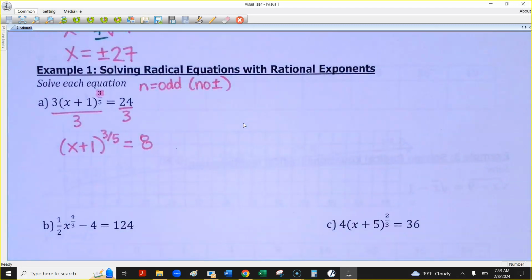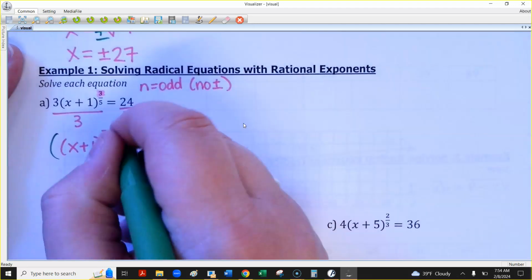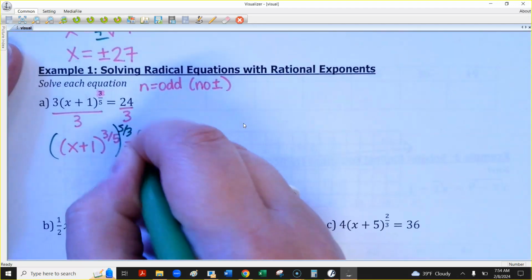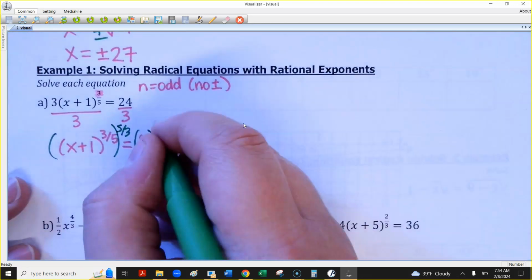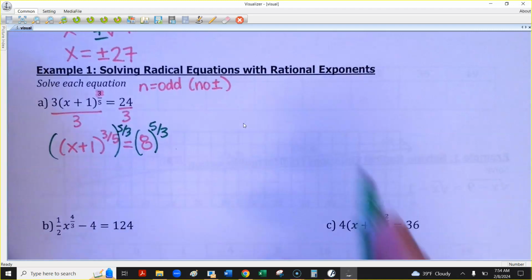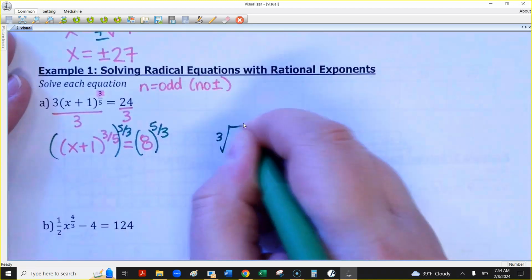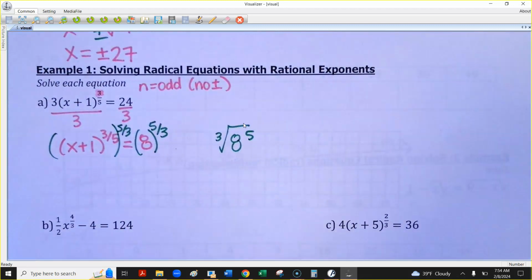Okay, now, all you have to do, we're going to just flip the fraction over, take both sides, and this is not multiplying. I'm taking this to this power. We're not multiplying by 5/3. We're taking it to the 5/3 power. And if you want to do it by hand, completely fine, just to practice that, like cube root of 8 to the 5th. Or if you want to go ahead and do it in your calculator, you can.